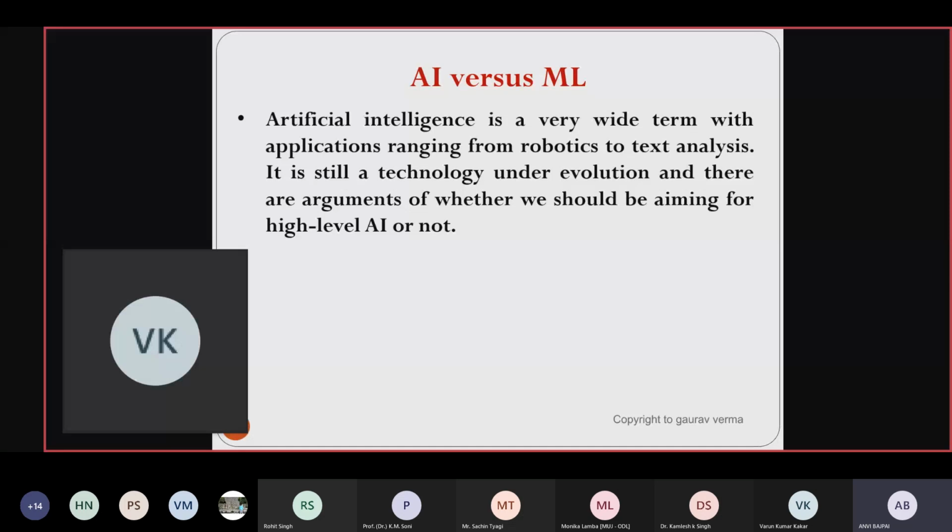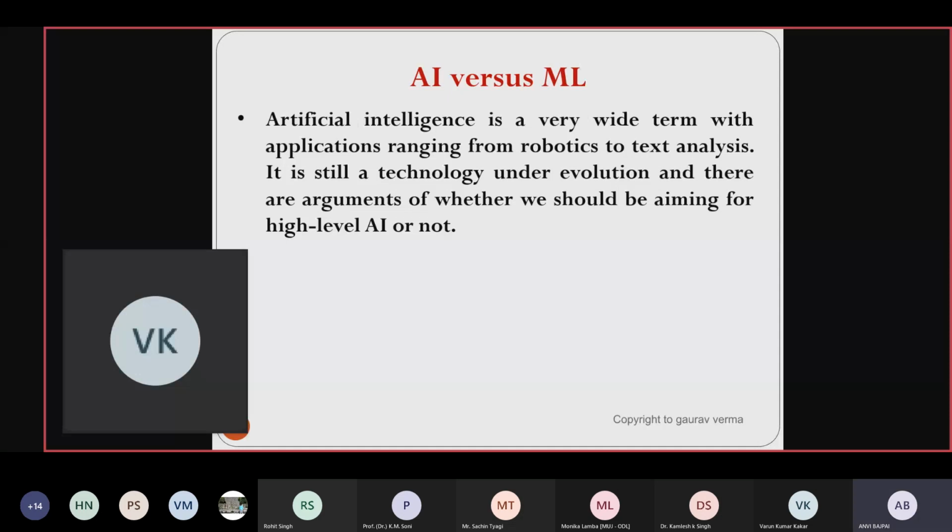Suppose we are doing some text analysis. Suppose we are using some optical character recognition. Suppose we are doing some image processing. All these are nothing but machine learning, which we are doing separately for a specific task.